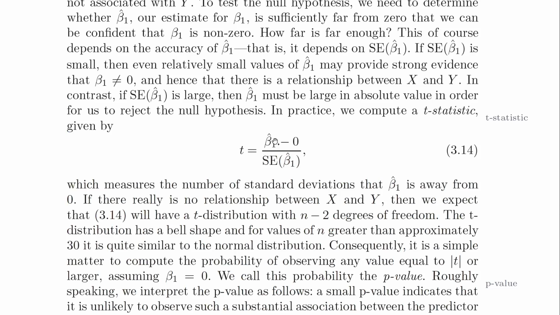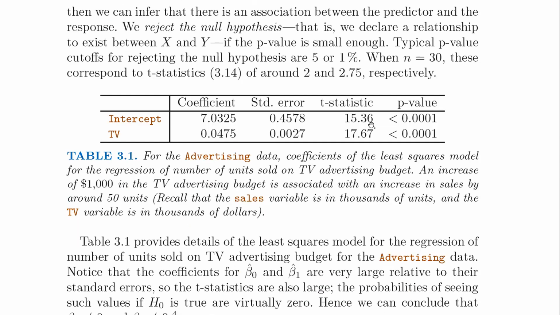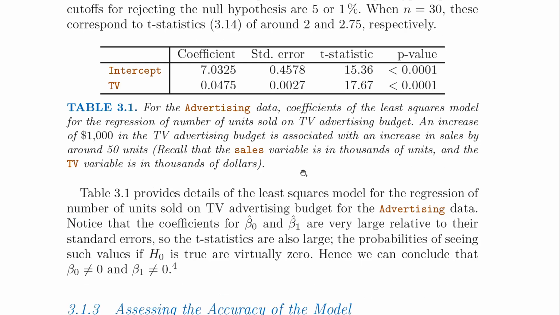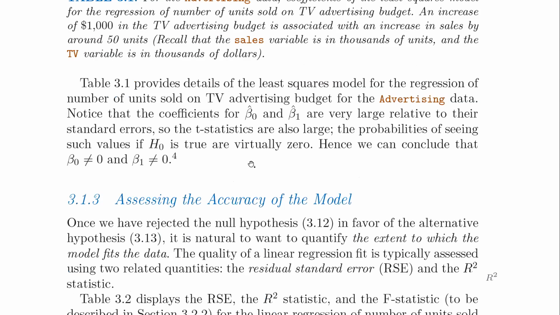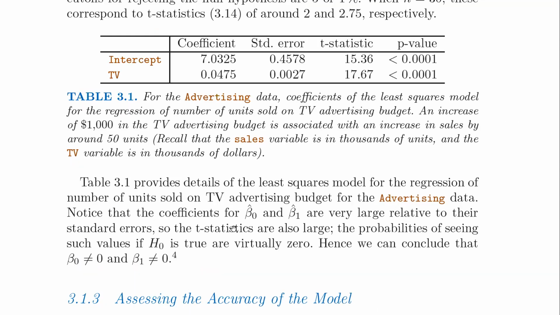The larger the numerator is relative to its denominator, the larger the t statistic is, and the more likely you are to reject the null hypothesis. The probabilities of seeing such values if h naught is true are virtually 0. Hence, we're rejecting h naught over here, and we can conclude that beta naught is not equal to 0, and beta 1 is not equal to 0. So that's the very first time that we've performed a hypothesis test.